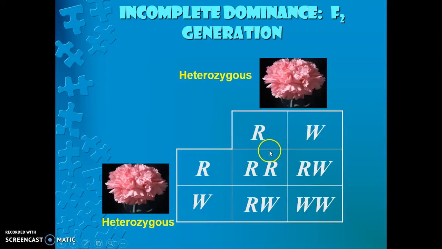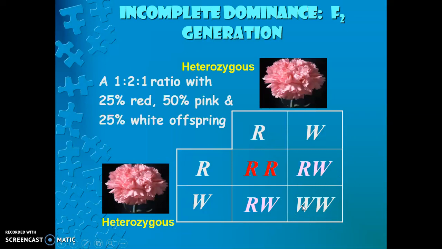RR, hopefully you said red. And then these two babies are the same, they're RW. What color are they? Hopefully you said pink. And then what color is this last baby, WW? That baby's white. Okay, so we have one red baby, two pink babies, and one white baby.